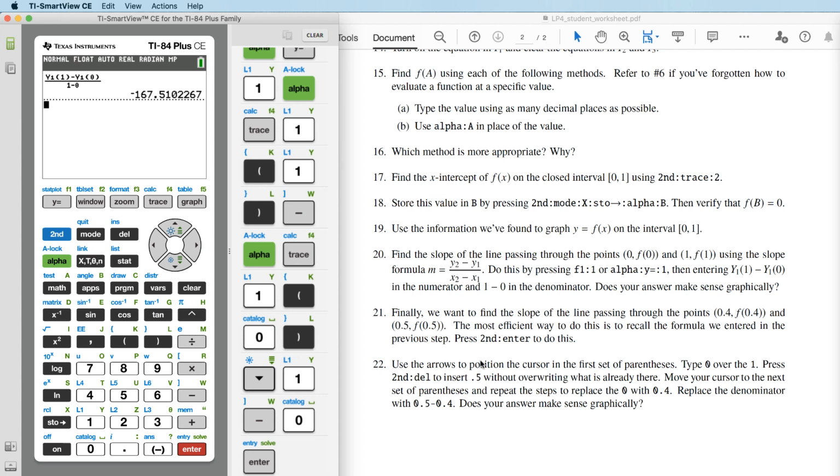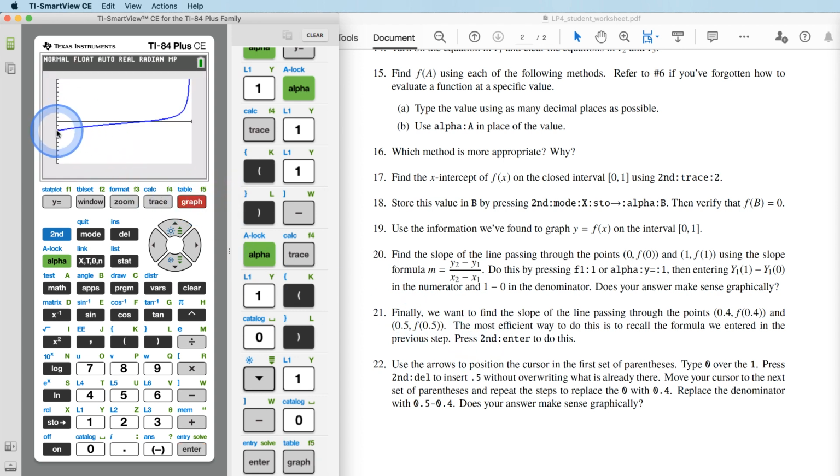All right, does the answer make sense graphically? So we're finding the slope of the line through 0, f of 0 and 1, f of 1. If we look at our graph, 0, f of 0 is this point on the left here. And then 1, f of 1, remember on the graph, it looks like at 1 that the graph's going to be up here, but actually it was at negative 170. It was like way down here somewhere. So yeah, I would say that does make sense for our slope. It doesn't look like that's what it should be in our viewing window, but we do know a little bit more about what's actually happening on the graph there, so it makes sense.